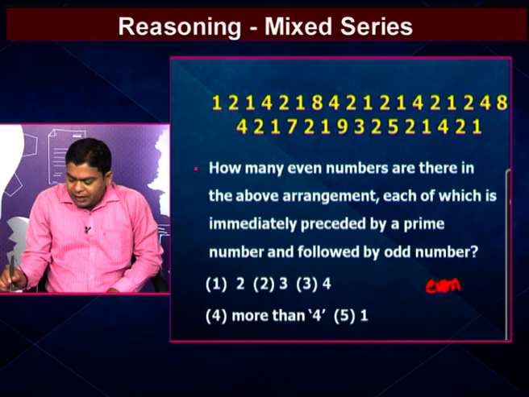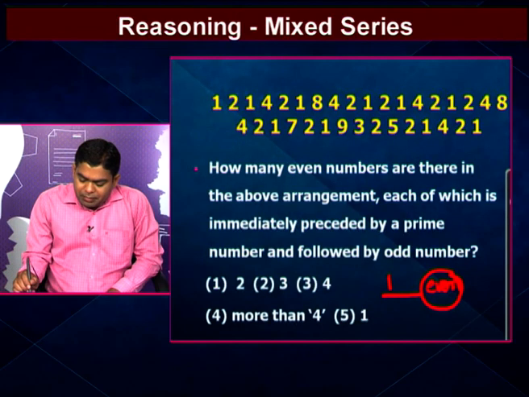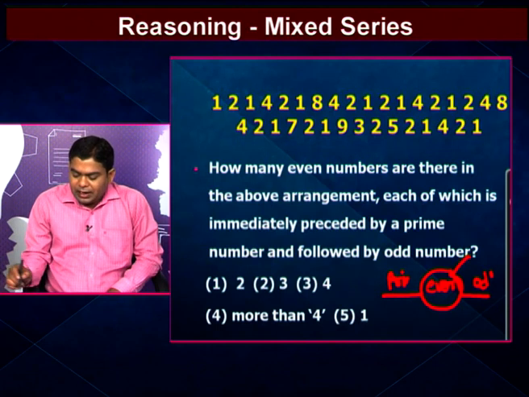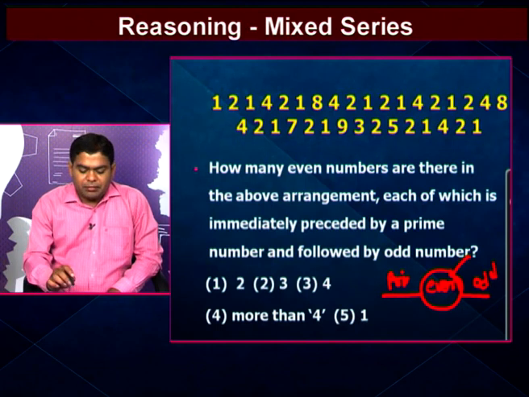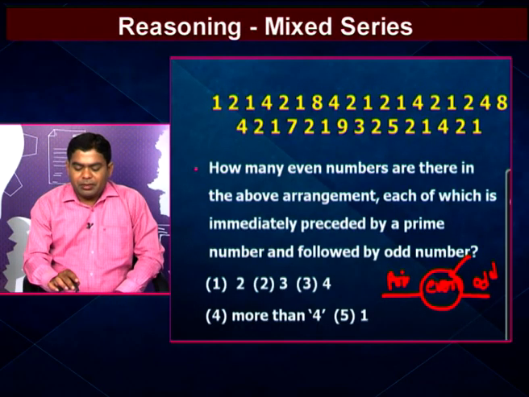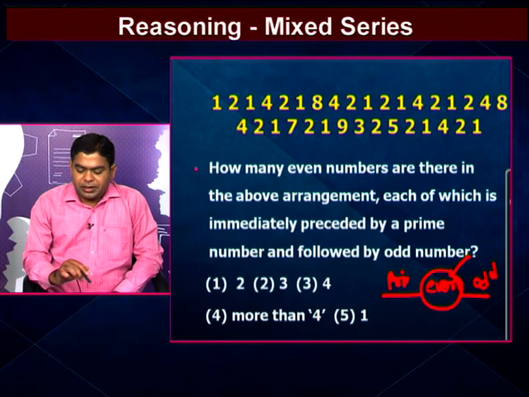That means these even numbers must be preceded by a prime number, and must be followed by an odd number. That means we go to each even number and verify the left side and right side. So here by observation 2 is there. It is not preceded by a prime number. So this even number does not satisfy the given condition.